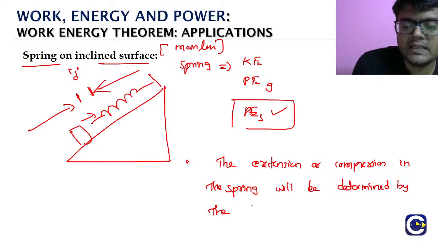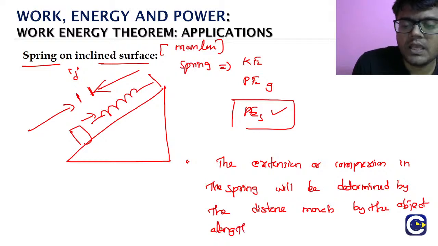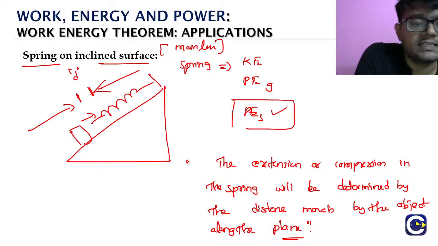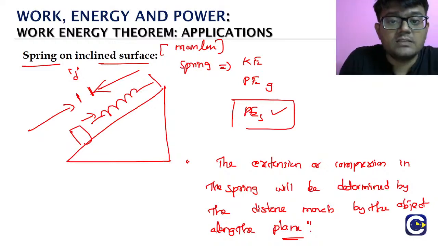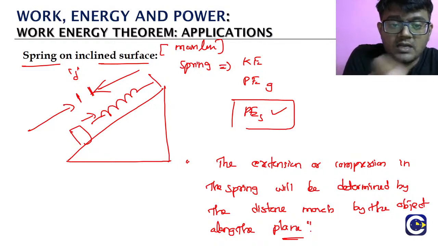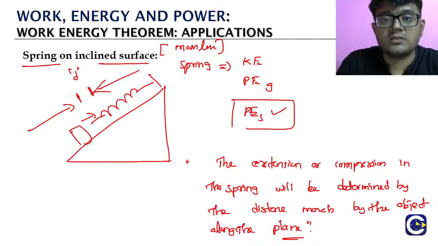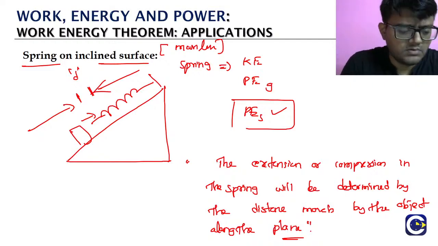By the distance moved by the object along the plane. So what should we look at? We have to look at the distance. Now, suppose we attach a block to the spring. We have to look at the distance moved by the block along the inclined plane. From that we will know the elongation or compression of the spring. Okay, that is the only difference. Apart from that there will not be much difference.